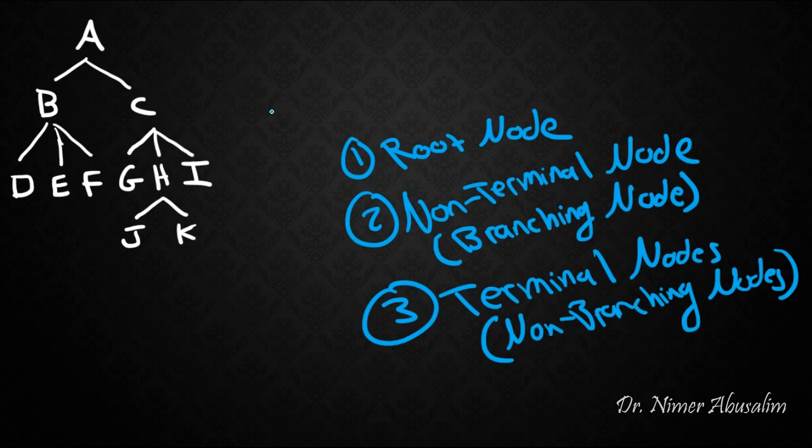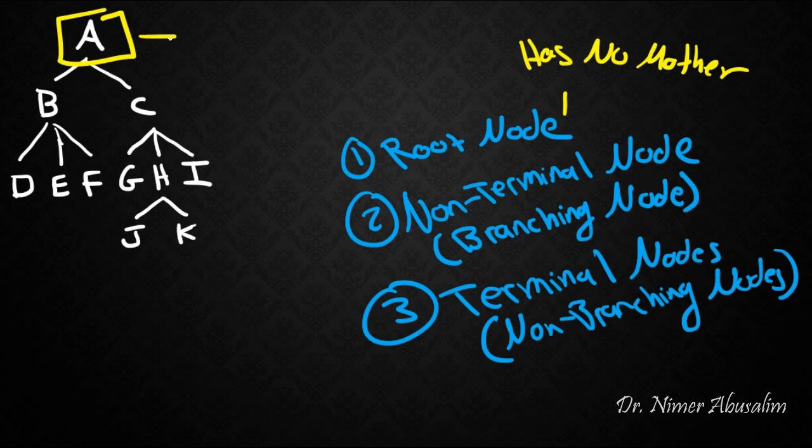So let's take a look here. The root node is the node that has no mother. The only one here that does not have a mother is this one. So this is the root node. You can also think of it as a tree or an upside down tree. There's only one part of the tree that's considered to be the root.